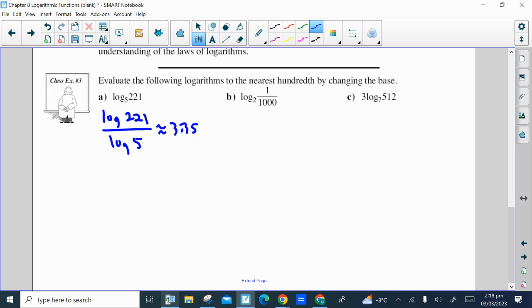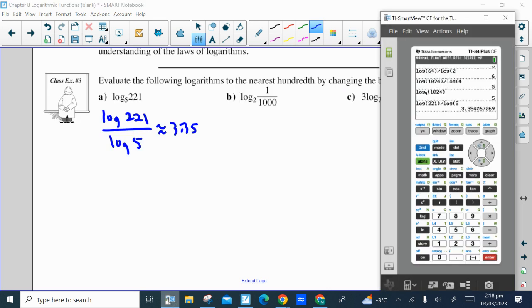And again, if you have the newer operating system, if you go alpha window and choose number 5, you can do it that way as well. Log base 5 of 221. Same value. So if you have the newer operating system, you can do it that way.